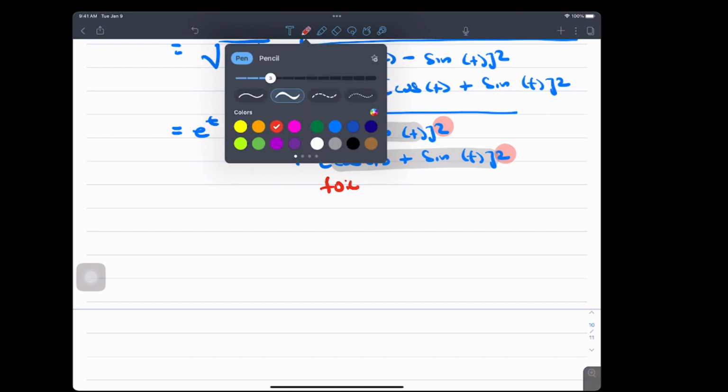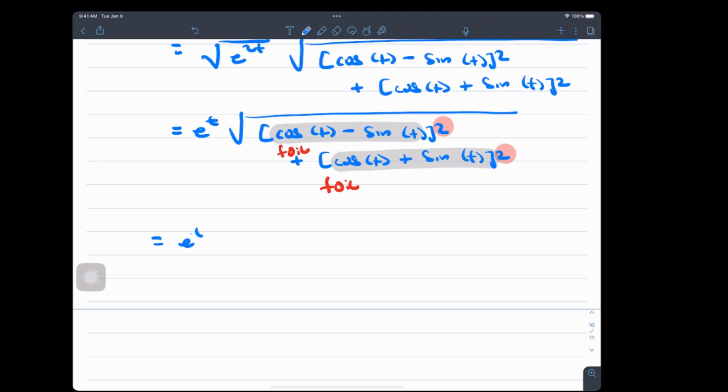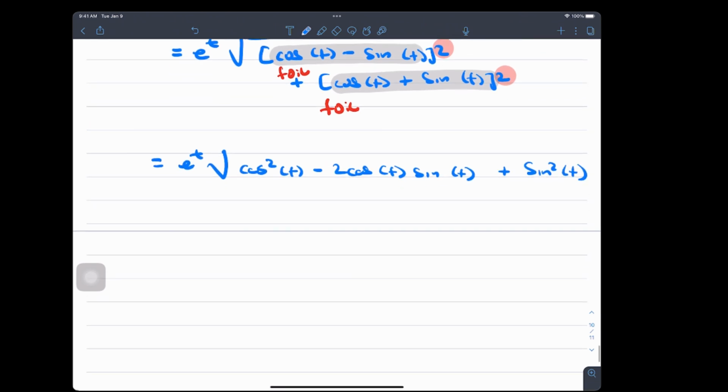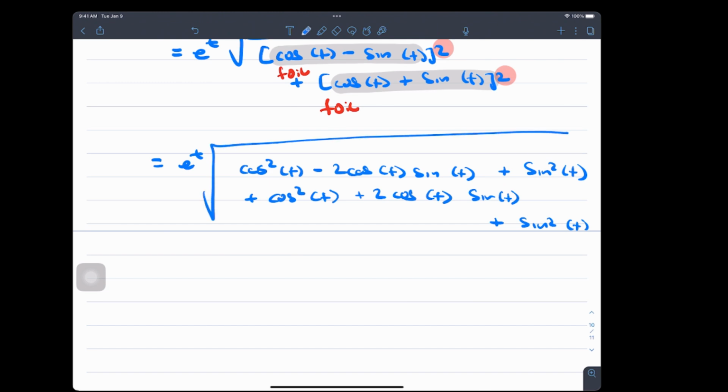And when you use FOIL in here, you're going to get e to the t, square root of cosine squared t minus 2 cosine t sine t plus sine squared t. Then FOIL the second one, and it's all under the radical. It's cosine squared t plus 2 cosine t sine t plus sine squared t. And I'm going to do it this way because I don't have a lot of space. So I'm going to communicate it all that way.